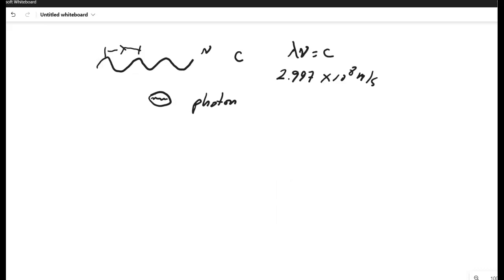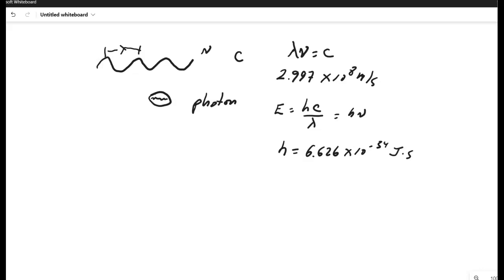And we can calculate the energy of a photon. That would be using the relationship E is equal to hc over lambda, or h times frequency, where h is Planck's constant, 6.626 times 10 to the negative 34 joule times second. So you have all your relationships right here.